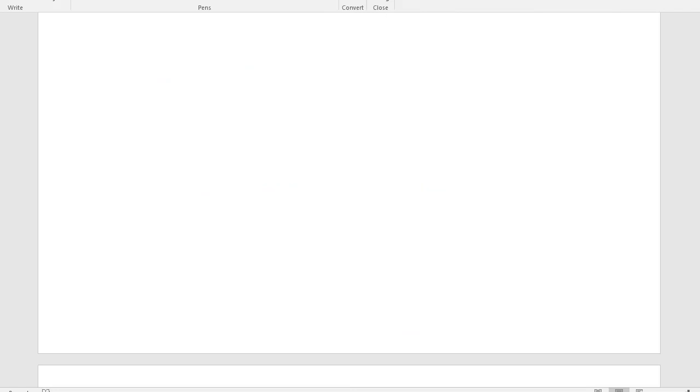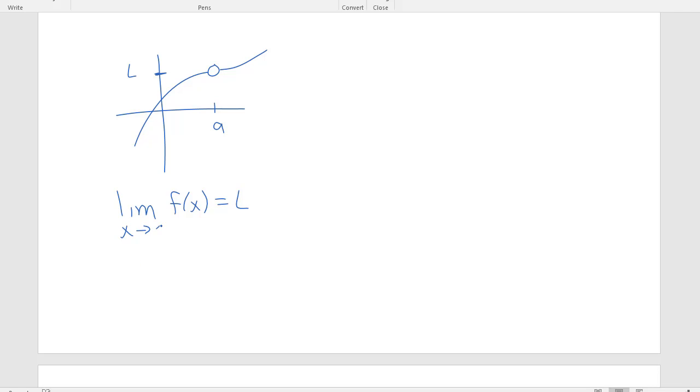So let's just talk about a couple other visual or graphical representations where we might see that same type of idea, right? So the example we just saw here is that we might have a graph that has an open hole, let's say. So at A, we're approaching L, right? But we have an open hole. So the limit of f of x equals L as x approaches A, but note that f of A is not defined. Okay.